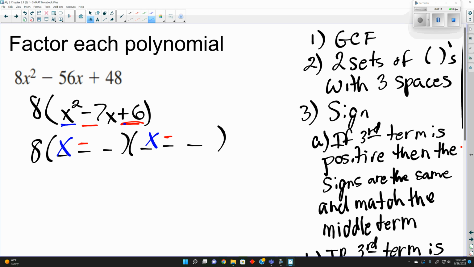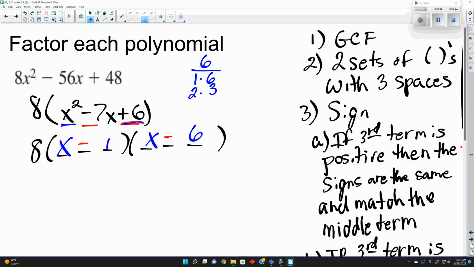Now we also need to look at the factors of 6. Well, the factors of 6 are 1 and 6 or 2 and 3. Which one of these factors do we want to try first? 1 and 6. So we pick one of the two factors of 6, we're going to plug it in and check it.